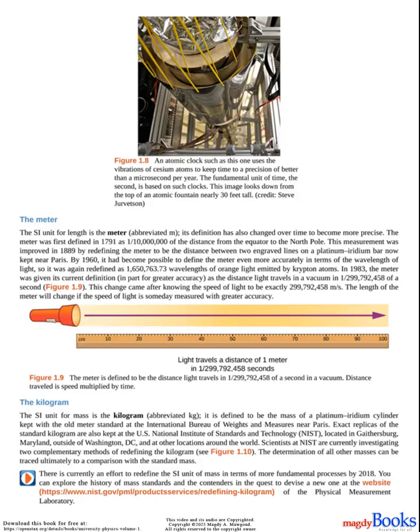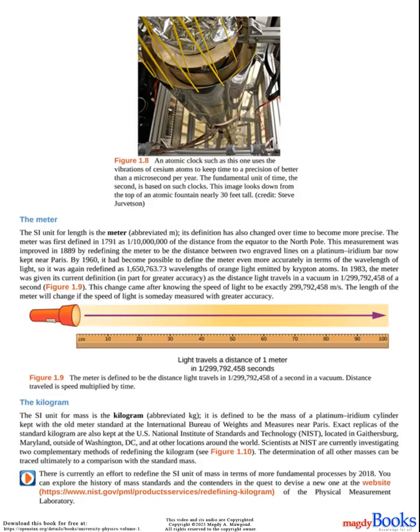Light travels a distance of 1 meter in 1/299,792,458 seconds. Figure 1.9. The meter is defined to be the distance light travels in 1/299,792,458 of a second in a vacuum. Distance traveled is speed multiplied by time.